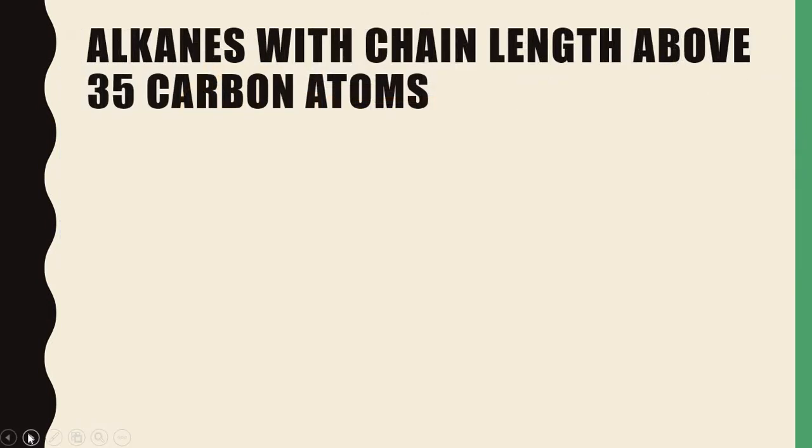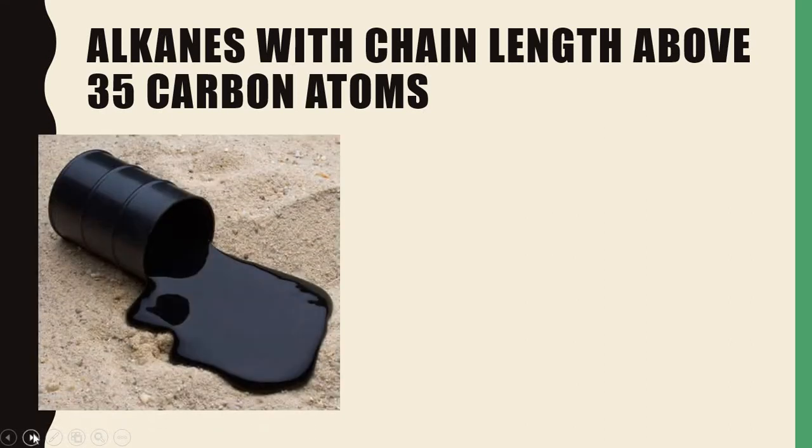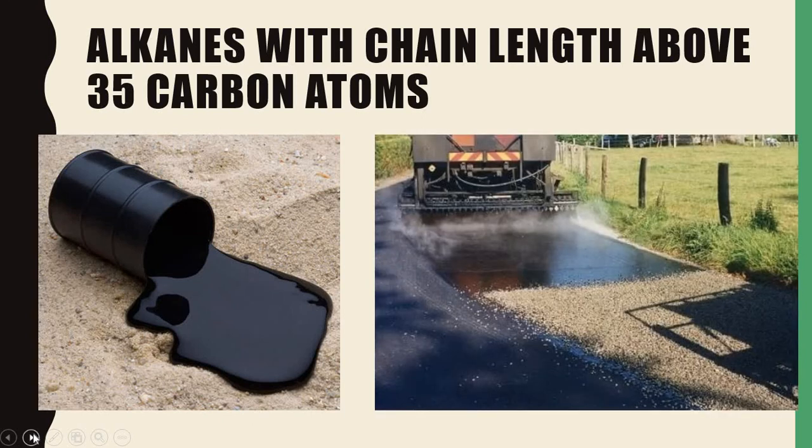Next is alkanes with chain length above 35 carbon atoms. They are found in bitumen, as it is used in road surfacing. Ano yung bitumen? Ito yung color black na nilalagay dyan sa asphalt. So, what's the difference between asphalt and bitumen? Yung bitumen kasi, that makes the asphalt bond together. Parang siya yung glue ng asphalt para tumigas siya.